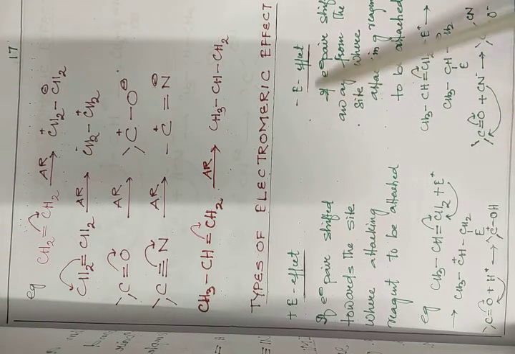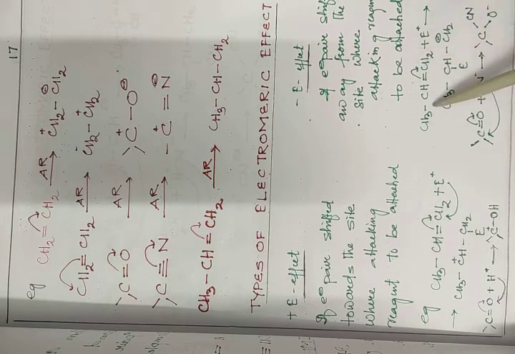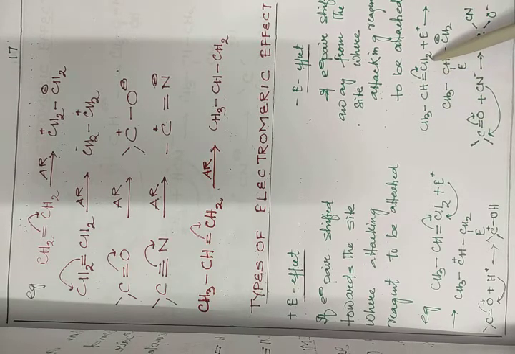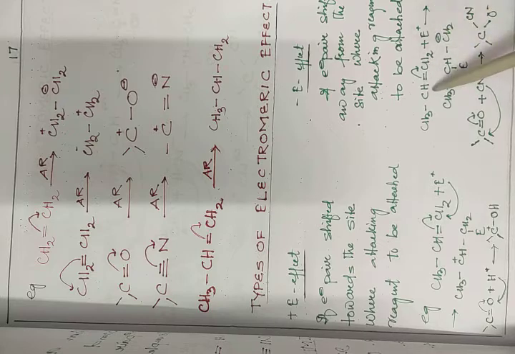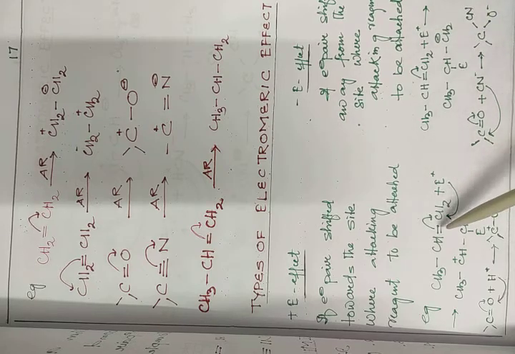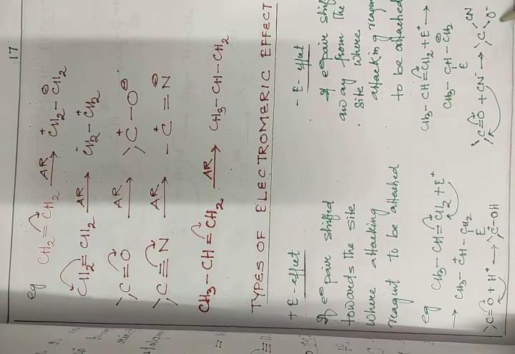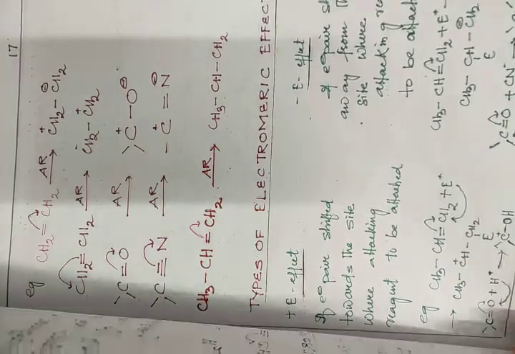Now let's see the minus E effect. In the minus E effect, the electron pair shifts away from the side where the attacking reagent is to be attached. Here is another example: CH3-CH=CH2, where E is the attacking reagent. The bond breaks and the electrons are given to the other carbon, giving a negative charge there, and the attacking reagent attaches to the opposite carbon, opposite to the plus E effect. Here cyanide attaches, because the attacking reagent has more electrons.